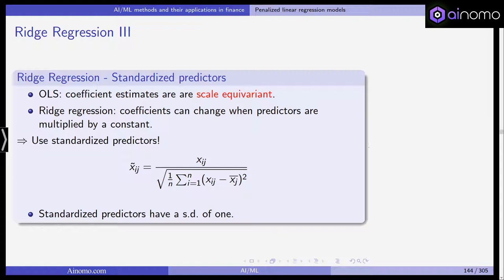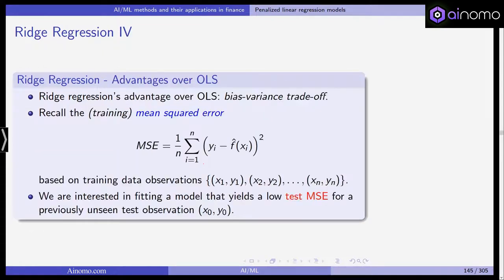That is, we take our predictor values x_ij and we standardize them by the square root of their sample variance. In this case, the standardized predictors in our sample each have a standard deviation of 1. As you can see here, this is done for the jth variable. For the jth predictor, we take its standard deviation, and if we divide each observation by the standard deviation, then it has a standard deviation of 1. So that's what you should always do.